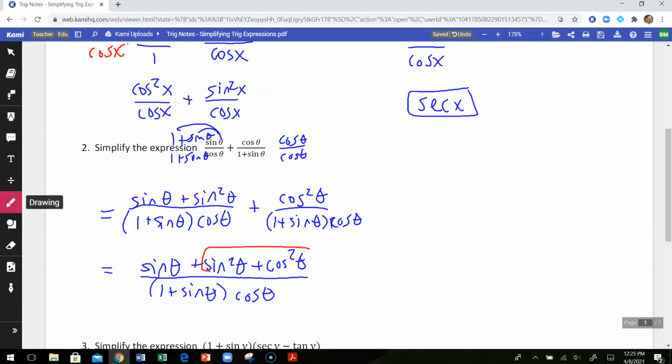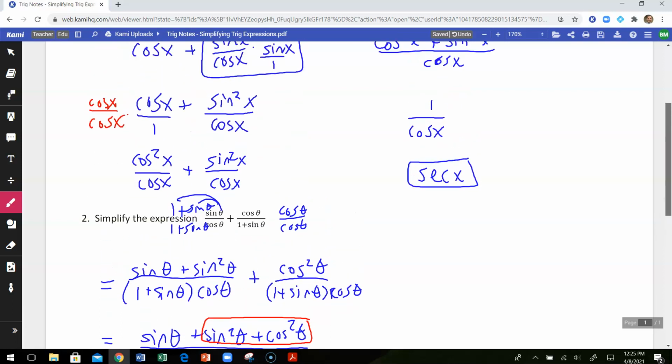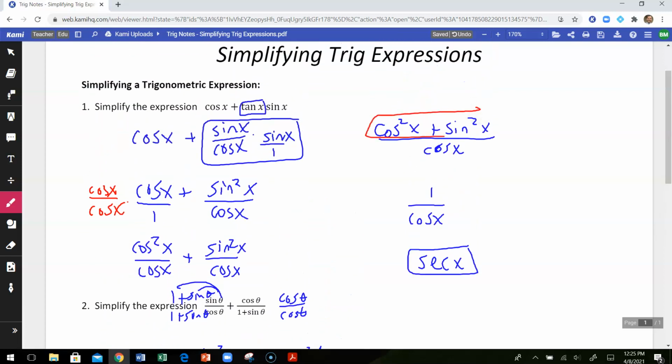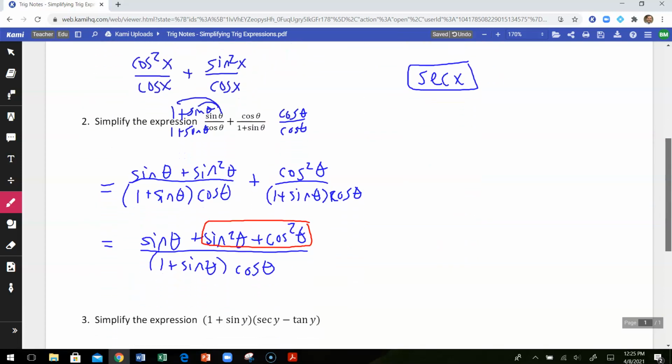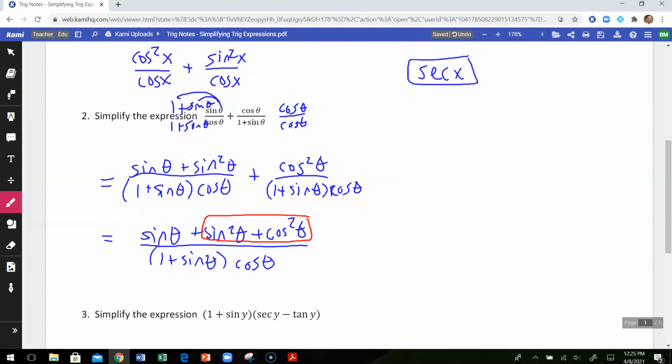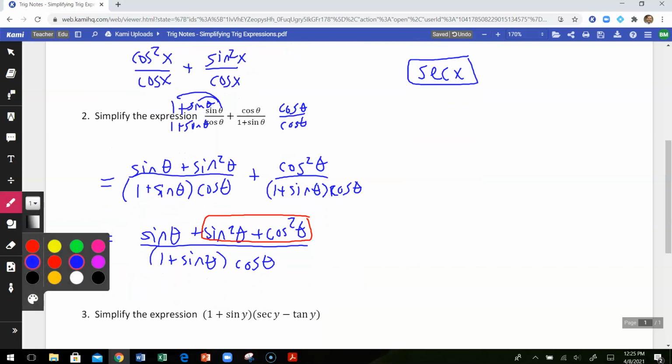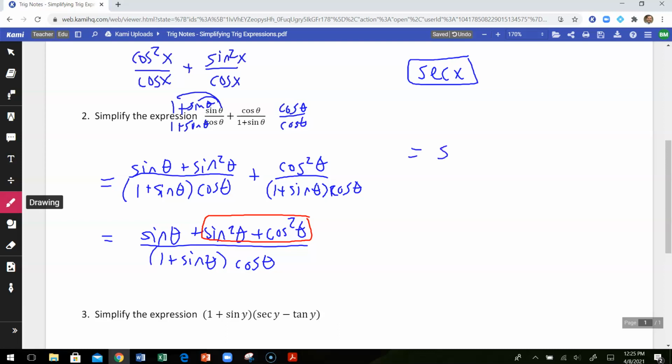Always be on the lookout for identities. So sine squared theta plus cosine squared theta, that's 1. It's the same identity that we used here to say that this was 1. Sine squared plus cosine squared is 1. So I'm going to replace that with 1, which means we have sine theta plus 1 over 1 plus sine theta times cosine theta.